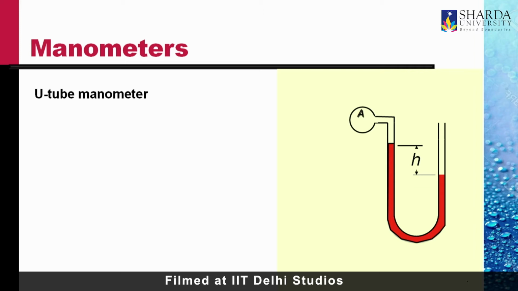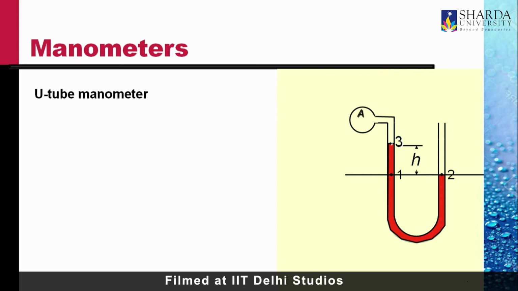In this case, in the picture shown, we have a bulb A which contains a gas and then a liquid column shown in red in a tube. The difference in the level in the two limbs is H. The pressure at A can be measured by using the principle that the fluids have the same pressure at the same horizontal level if the fluids are connected.